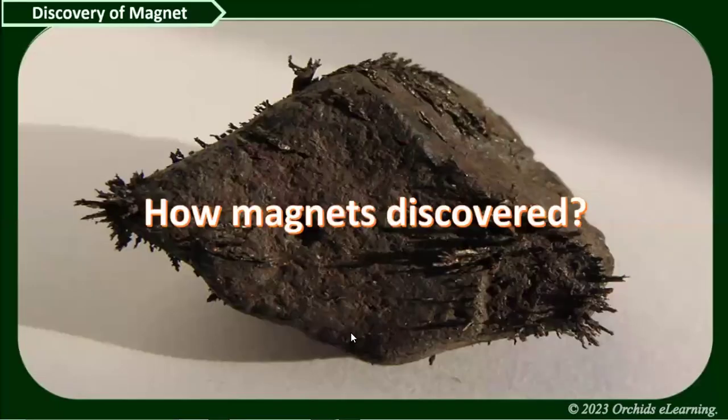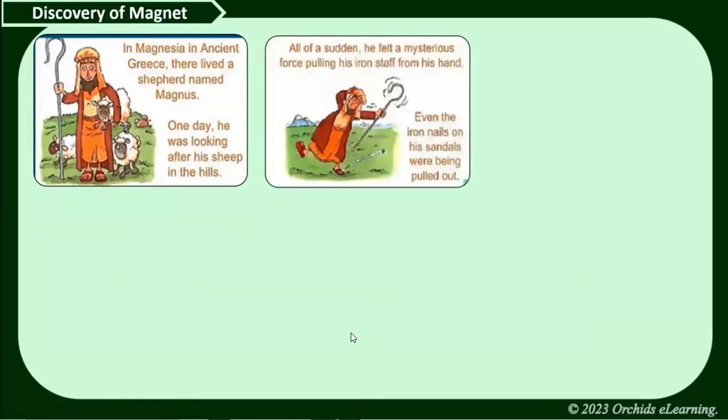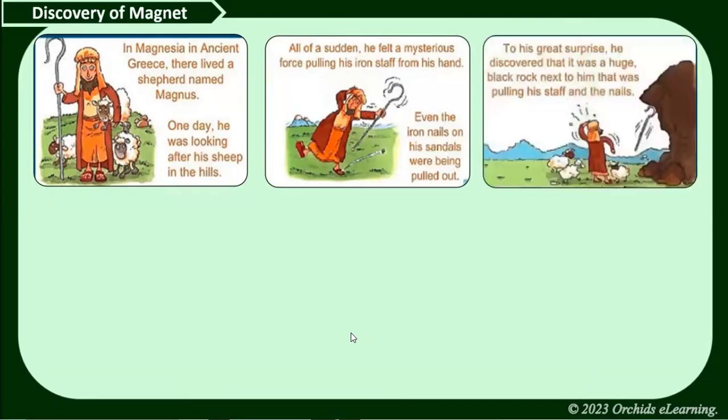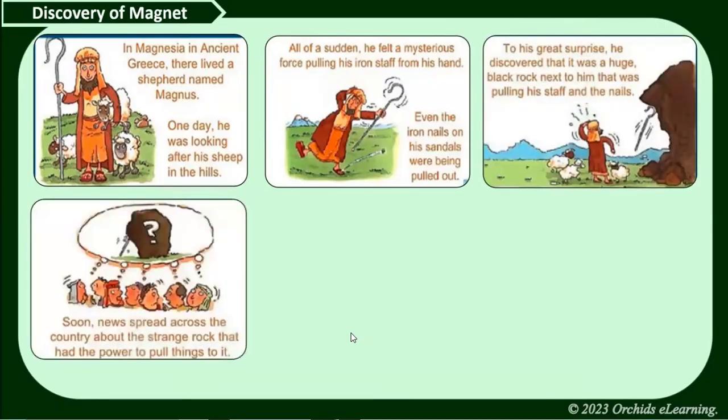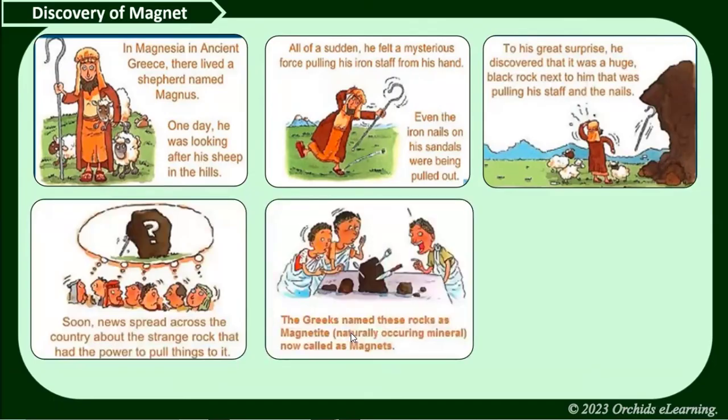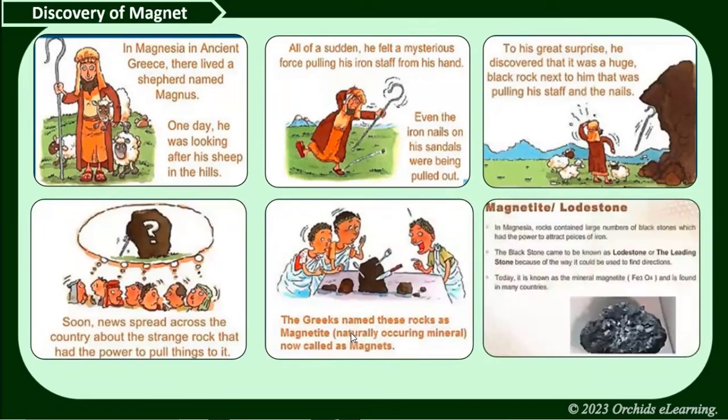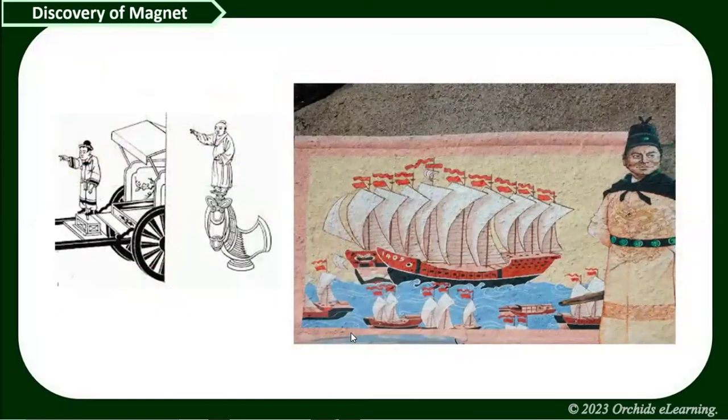There are many stories about how magnets were discovered. According to a popular story, a magnet was discovered by a Greek shepherd named Magnus. It is said that the nails in his shoes and the iron tip of his staff got stuck to a large black rock on which he was standing. Greeks named this strange type of rock magnetite. The Chinese also knew about magnets. Ancient Chinese sailors used magnets for navigation.